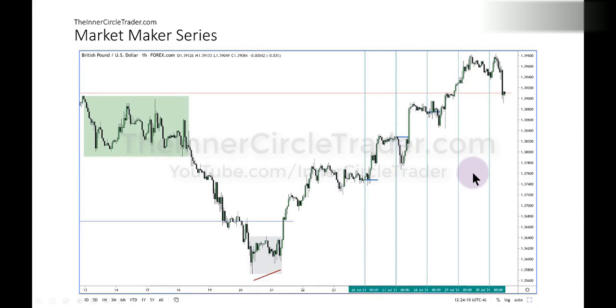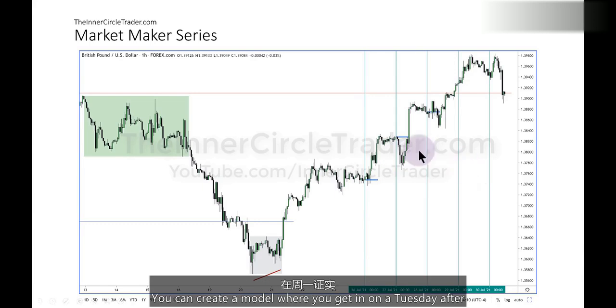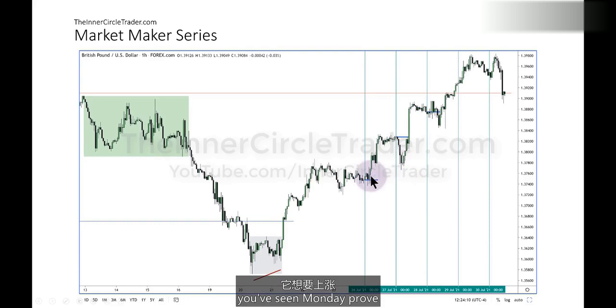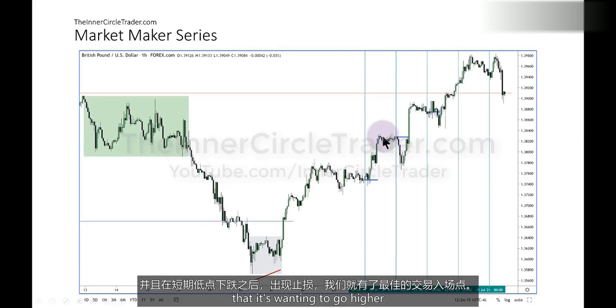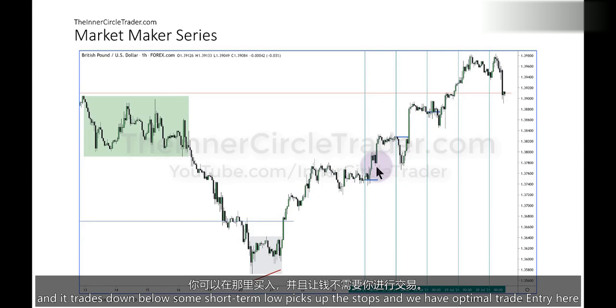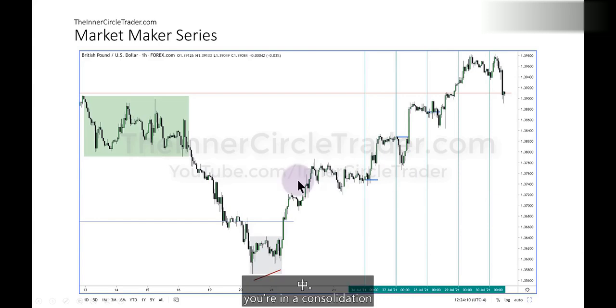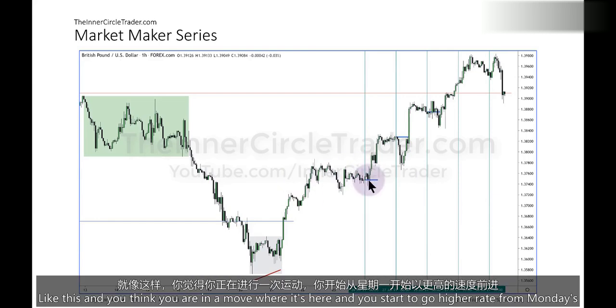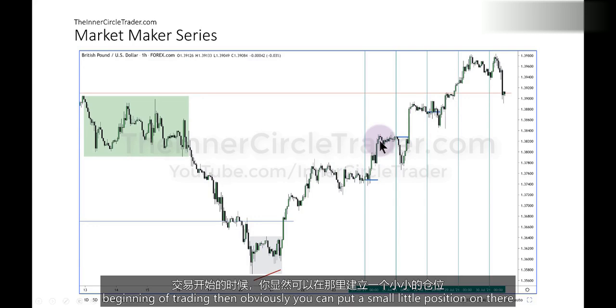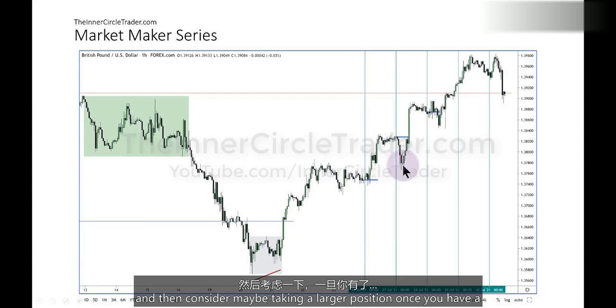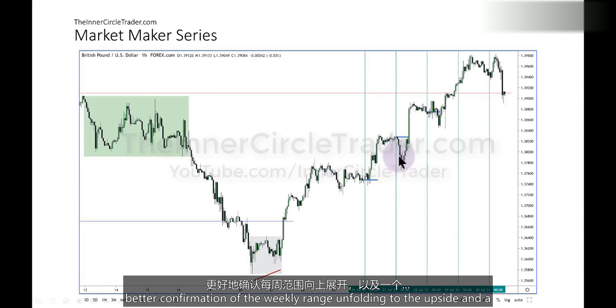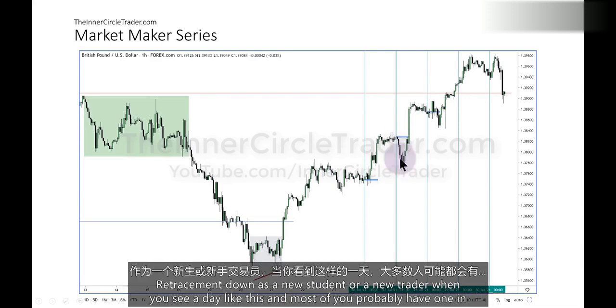So you can design this any way you want. You can create a model where you get in on a Tuesday after you've seen Monday prove that it's wanting to go higher, and then it trades down below some short-term low, picks up the stops, and we have optimal trade entry here. And you can be a buyer there and basically allow Monday to trade without you. Or if you're hardcore and you're in consolidation like this and you think you are in a move where it's here and it starts to go higher right from Monday's beginning of trading, then obviously you can put a small little position on there and then consider maybe taking a larger position once you have a better confirmation of the weekly range unfolding to the upside and a retracement down.